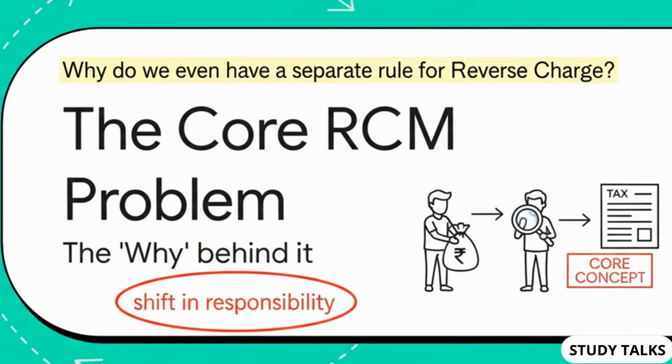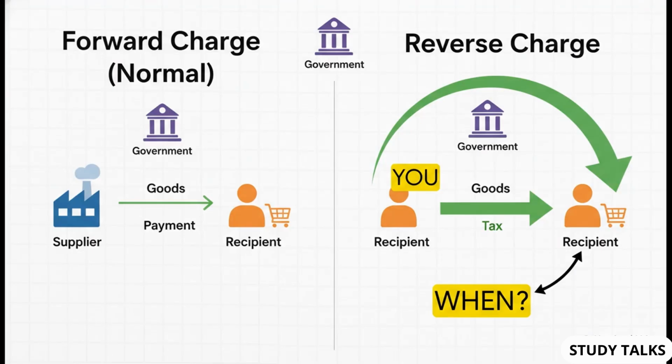Before we dive into the rule itself, let's just take a step back and understand the logic. Why on earth do we even need a separate rule for reverse charge? Well, it all boils down to one simple thing: a shift in who's responsible. You see, in a normal transaction, the supplier collects the tax from you and pays it to the government. So the timing, the time of supply, is linked to things they do, like issuing an invoice.